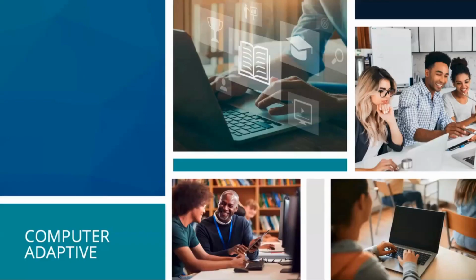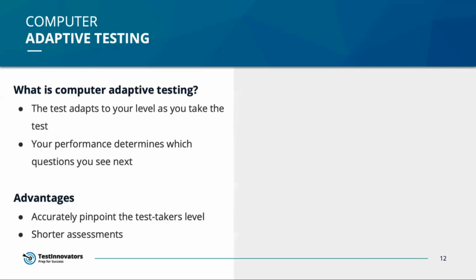So now we're going to talk about the computer adaptive element of the digital SAT. And we saw sort of a preview of that with our last slide where we're talking about the modules, but let's talk about computer adaptive testing generally. So what is a computer adaptive test? A computer adaptive test adapts to your level as you take the test. So essentially your performance on an earlier part of the test determines the level of difficulty of the questions that you see later on the test.